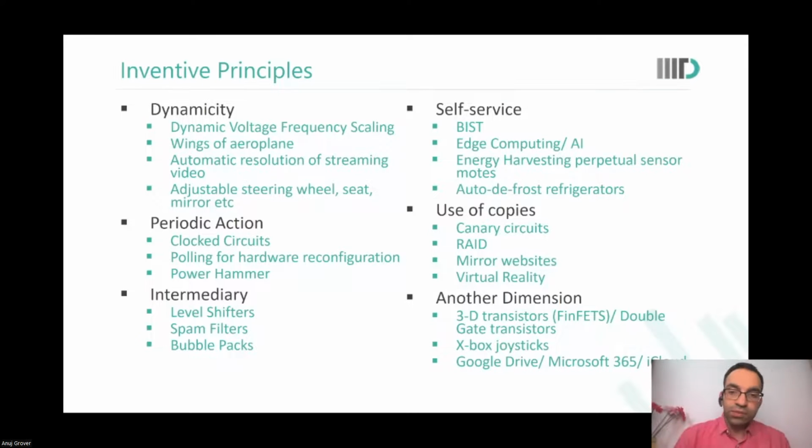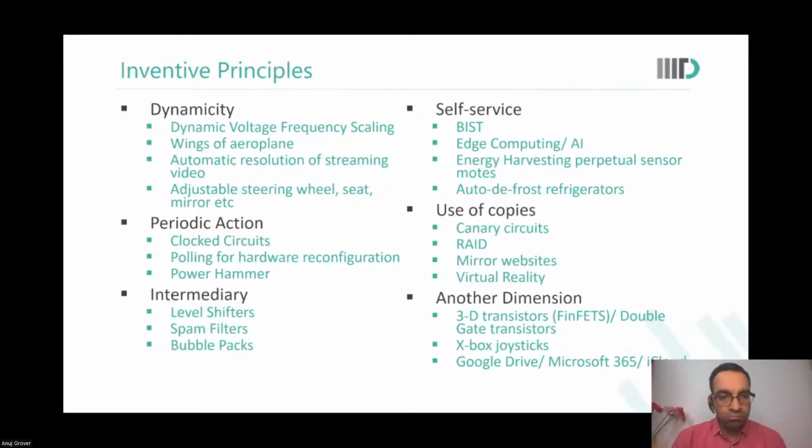Other inventive principles, common ones, dynamicity, change the way the system is operating. We use it in aeroplanes, we use it in chips where we talk about dynamic voltage and frequency scaling. YouTube, when it senses that your bandwidth is low, it automatically reduces the resolution of the video as it streams it to you. So we see this dynamicity principle also very commonly used.